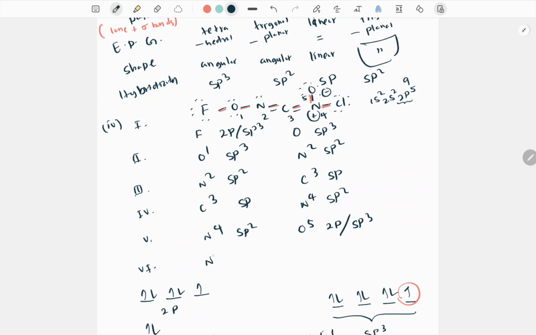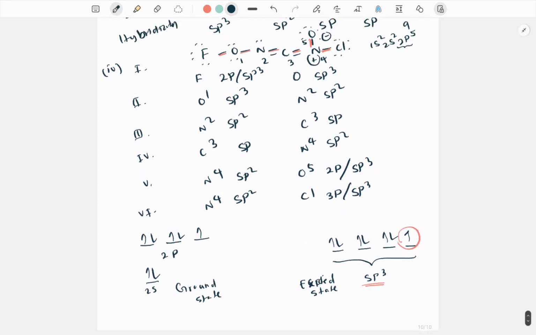Sixth one, L4 sp2 and Cl. Here it will not be 2p atomic orbital, it will be 3p or sp3. Why 3p? Because the electron involved in the sigma bond is present in the 3p atomic orbital. These are the answers for Roman number 4.